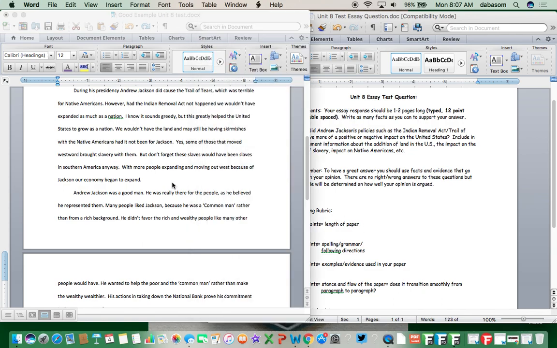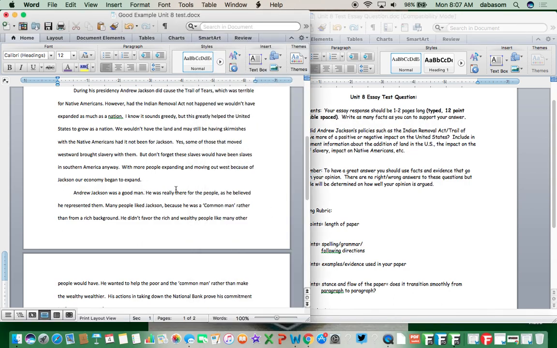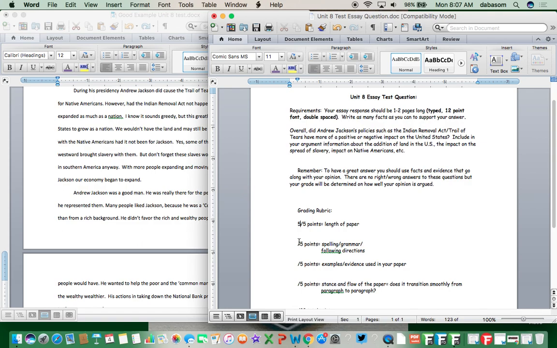Spelling, grammar, and following directions. Spelling and grammar, there was just really that one issue that I spoke of with the comma. Not going to mark you down for 1 or 2 small mistakes. Following directions, this person did a nice job of following all the requirements that I set forward. So 5 out of 5 for that.